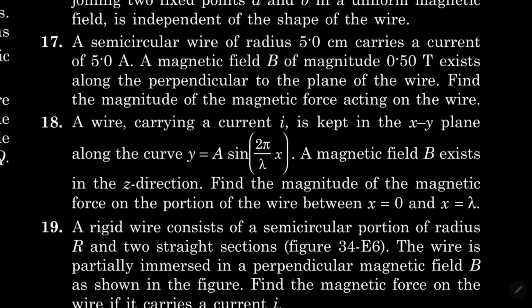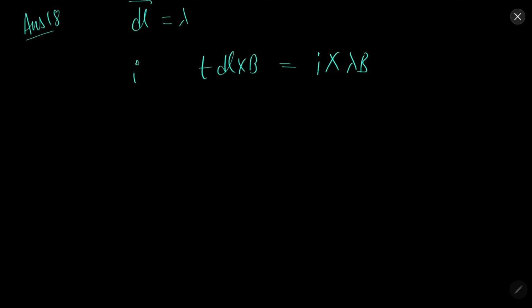In 18, find magnitude of magnetic force on portion of wire between x equal to 0 and x equal to lambda. So this is solution 18. So vector dl is lambda. So for I we will have dl cross B, I lambda cross B.